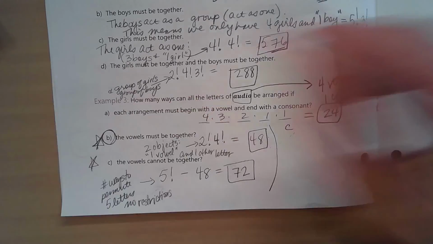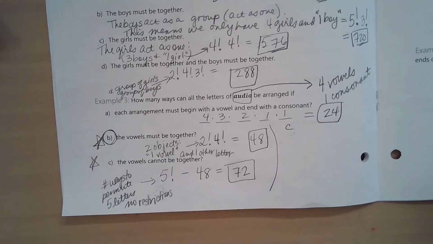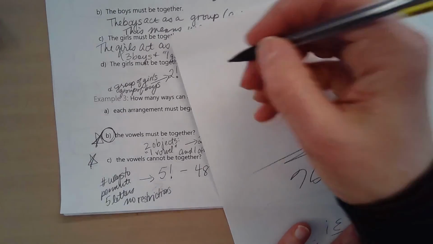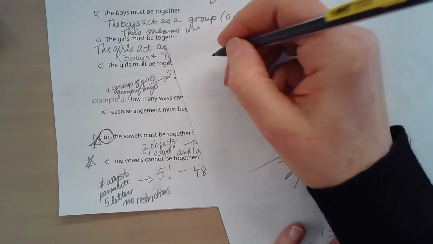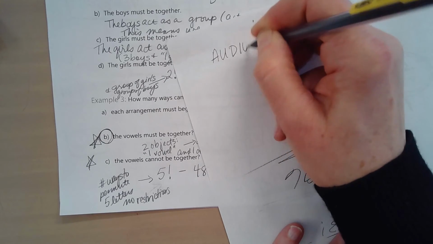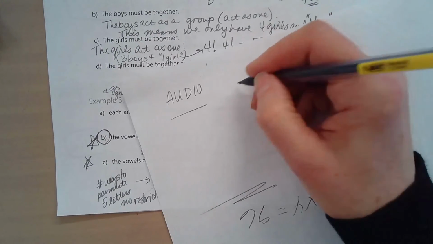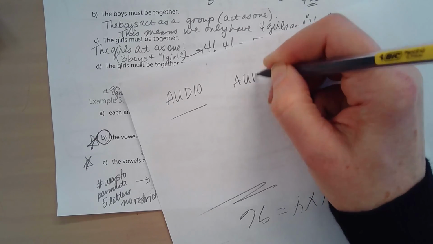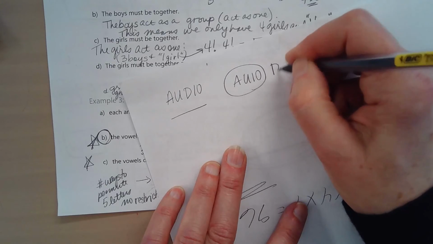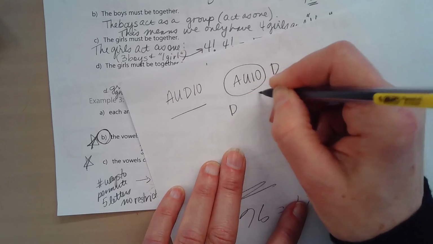It'd be 24. Okay, so the only other way, the vowels don't all have to be together, right? Because it could be like this. Let's just take the actual letters too, right? So this is vowels together. Okay, this is the word, right? So it's either A, U, I, O. Those are the vowels that are together, right? So the D either goes here or the D goes here, right? That's our two.